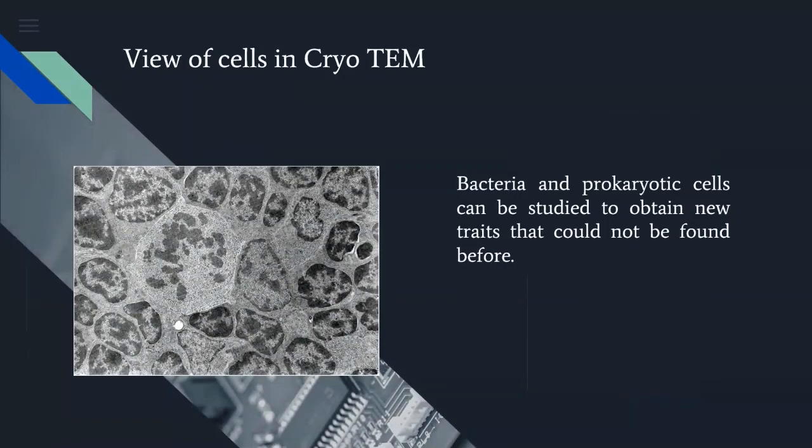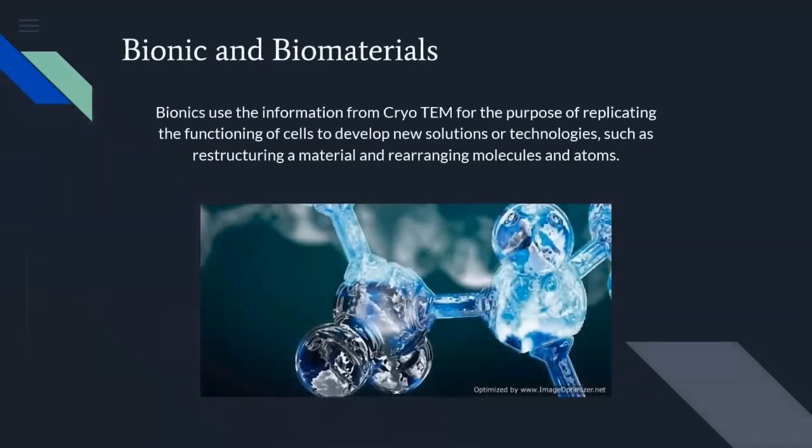Cryo-EM helps to study the parts that make up the cell from an atomic perspective, in such a way that bacteria and prokaryotic cells can be studied to obtain new traits that could not be found before. Bionics can be used to analyze the behavior and characteristics of cells and especially their components and the way in which they take advantage of them to subsist and interact with the environment. This has the purpose of replicating the functionality of cells to develop new solutions or technologies such as the structuring of material and organization of the molecules and atoms.